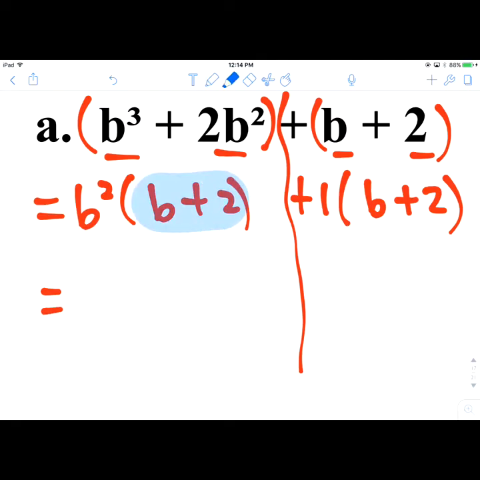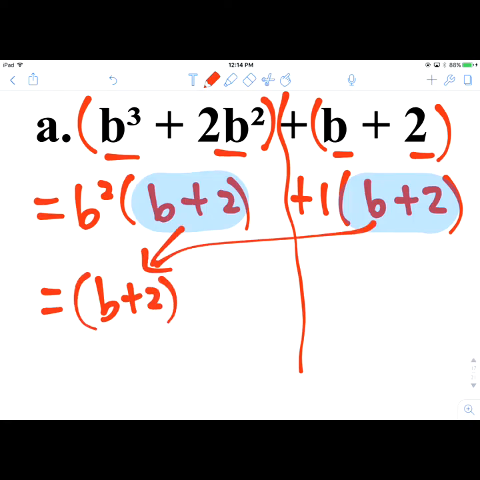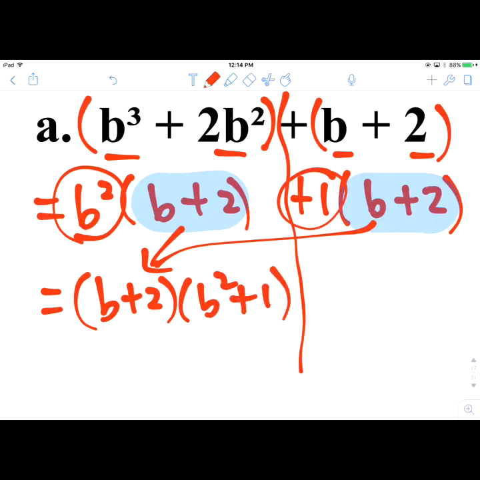And once again, now that you see that there is a common term, we're going to factor it out using the GCF method. Pull out these 2 common factors, and what is left is that we have b squared plus 1. And that should be the correct answer. Did you get it right? Good job if you did. If not, then let's try again.